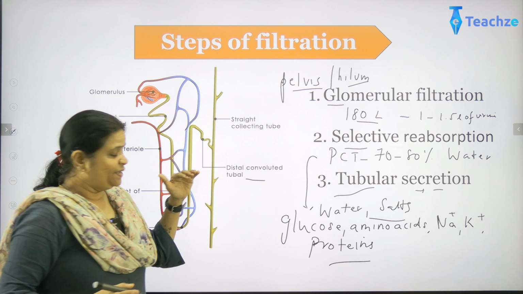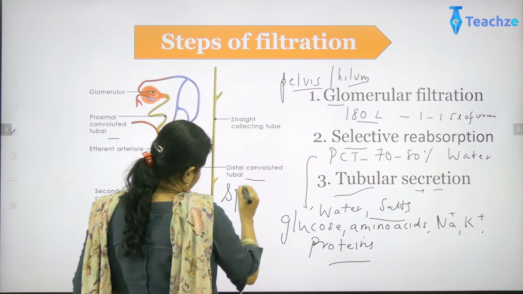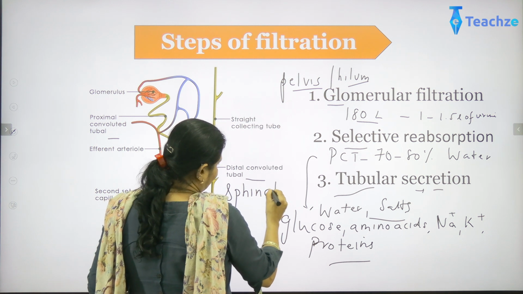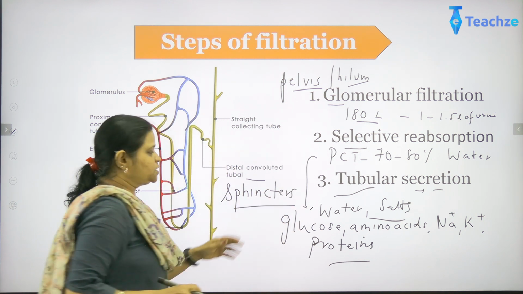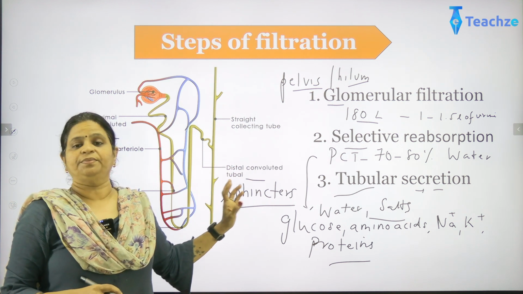Now the evacuation needs two sphincters. We are talking about sphincters in the urinary bladder and the urethra. Because the sphincters will help to evacuate or remove the urine content from the urinary bladder.